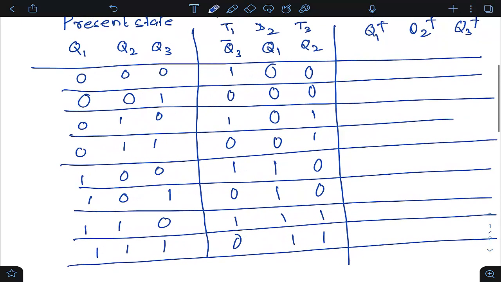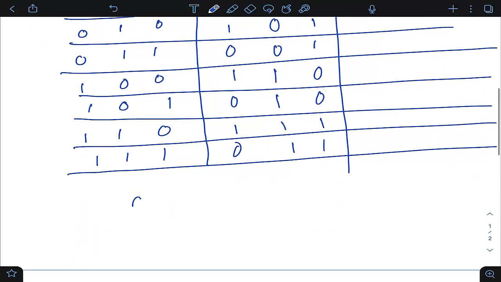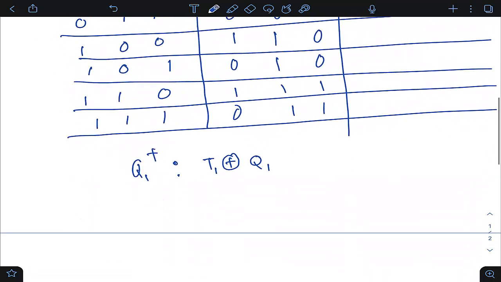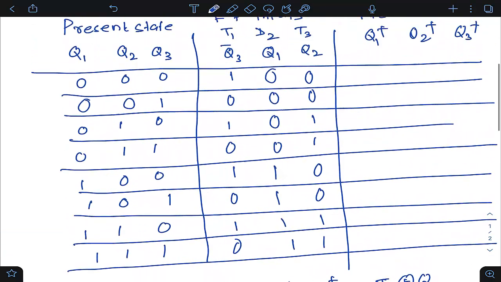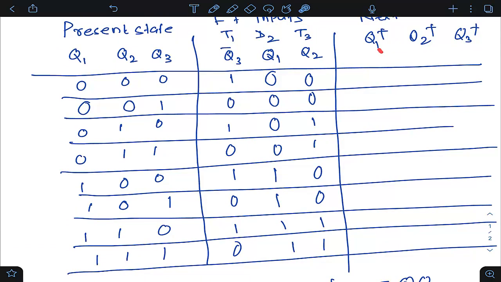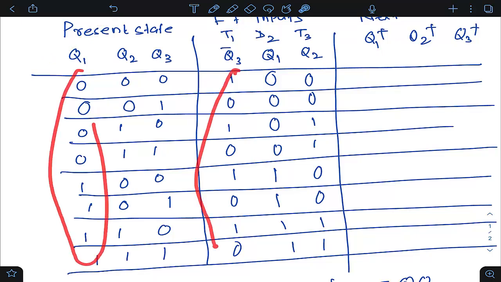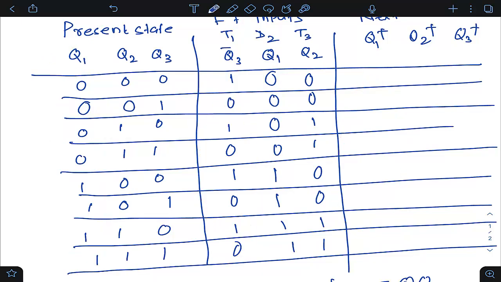Fine. Then what is the Q1 plus? Q1 plus is with respect to T flip flop, so it will be T1 XOR with Q1, right? Then your Q2 plus. Q2 plus is with respect to D flip flop. In a D flip flop, the state equation is Q2 plus equals D itself, so D2. And Q3 plus means T3 XOR with Q3, right? So if I ask you what is Q1 plus, it is the XOR combination of Q1 and T1. These two columns should be XORed and written here, because that's what the state equation says.